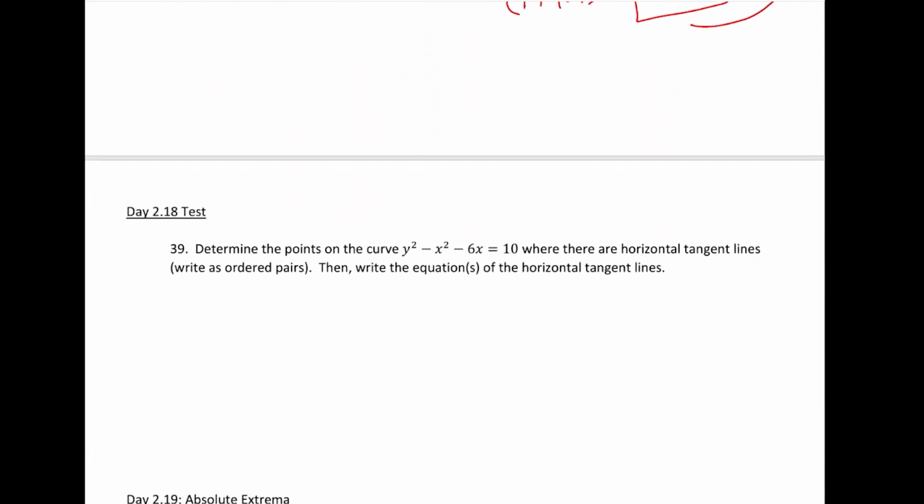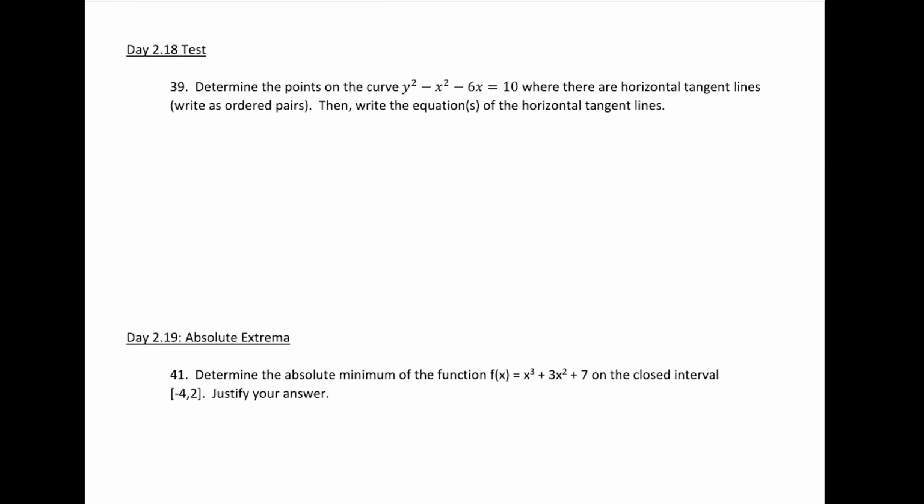Okay, let's wrap this up. We're on the last page. Number 39 says determine the points on the curve. And then we're given this equation that does not have y isolated. So it looks like we're probably going to have to use implicit differentiation here.